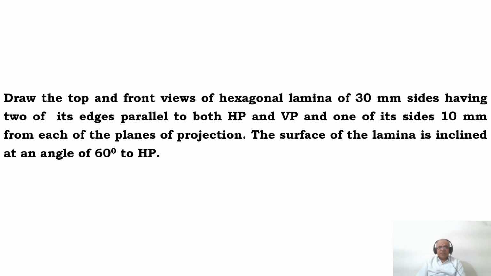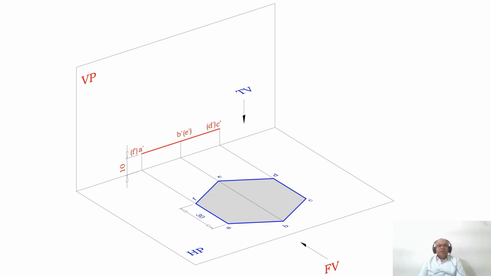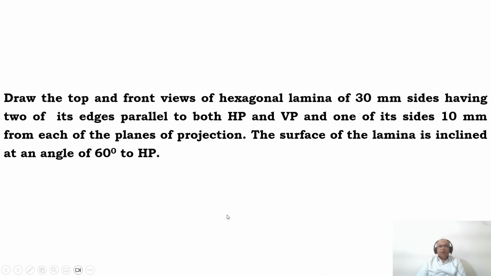To do that, first, we'll go for the initial position. So he says that a hexagonal lamina of 30 mm side, having two of its sides parallel to both HP and VP, and one of its sides is 10 mm from each of the planes of projection. So what does it mean? 10 mm from the planes of projection means it is 10 mm above HP and 10 mm in front of VP. So that means the side is not resting on HP. It is above HP by 10 mm. So, the side which is resting on HP has to be perpendicular to VP.